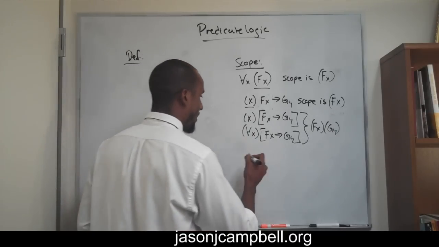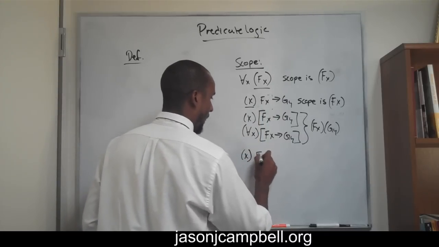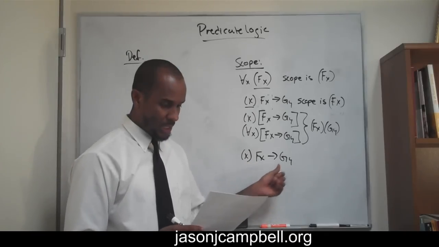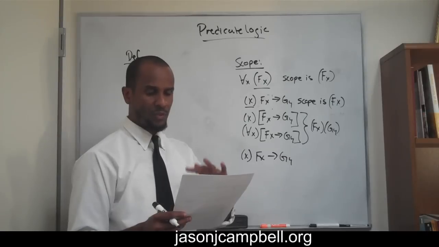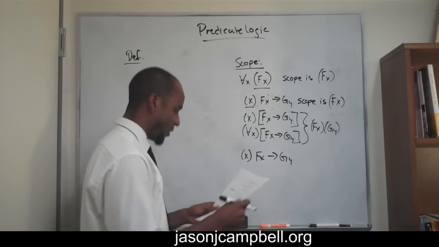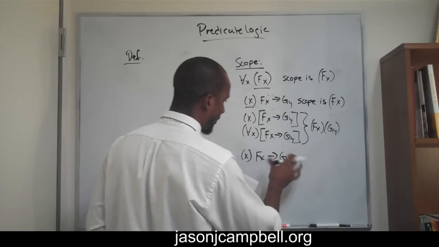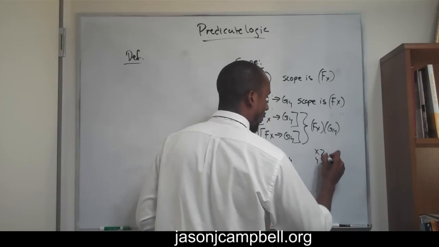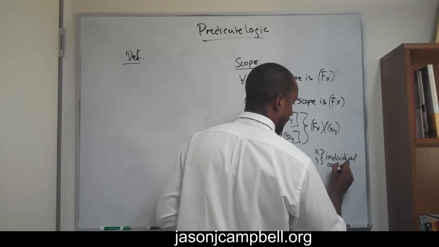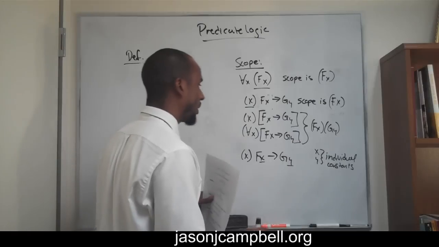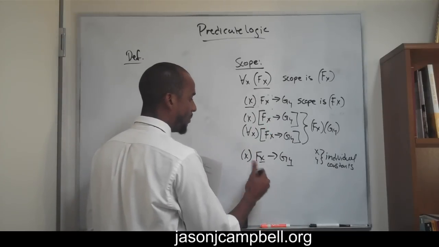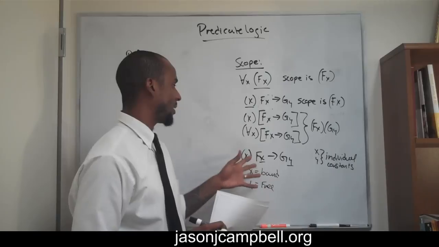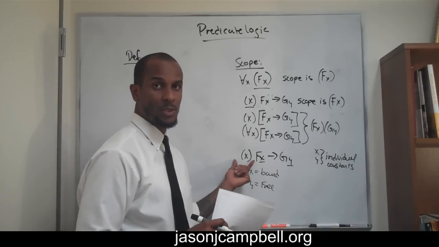Imagine, and I'll go back to the same examples, imagine that we have this: for all x, if x is an f, then y is a g. We need to determine which variables are bound and which variables are free. Our variables here, actually instead of variables, it'd be more accurate to call them individual constants, right? The individual constants here are x and y. As we've seen from before in determining our scope, x is going to be bound in this example, and y is going to be free. Why is y free? Because y is, in a sense, not within the scope of the quantifier.